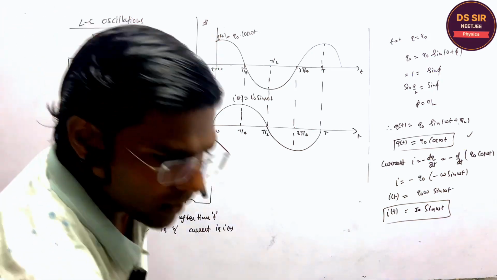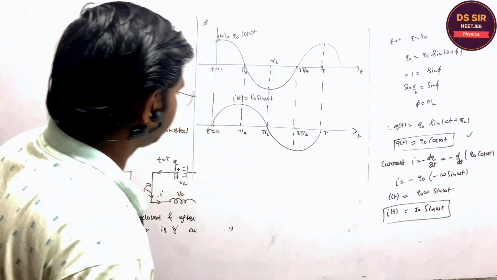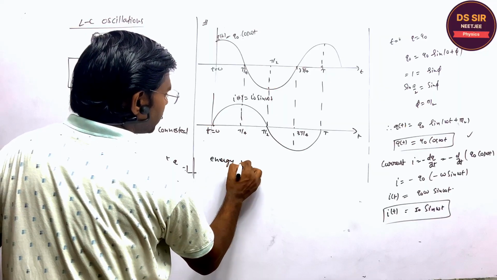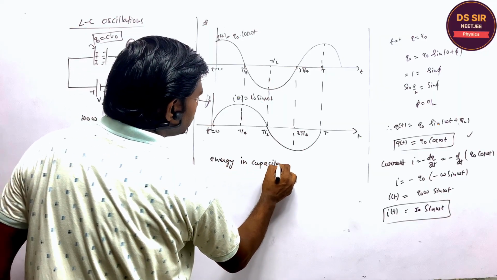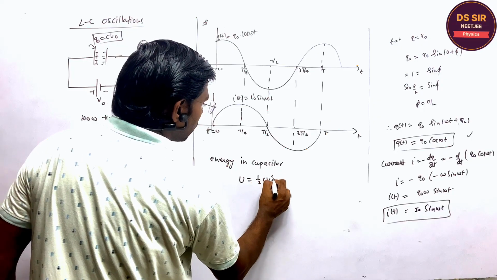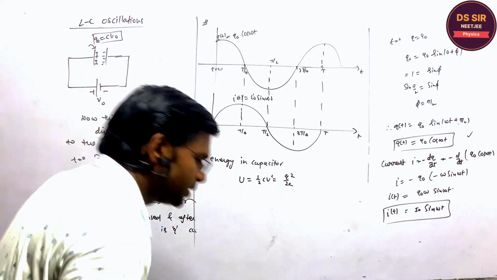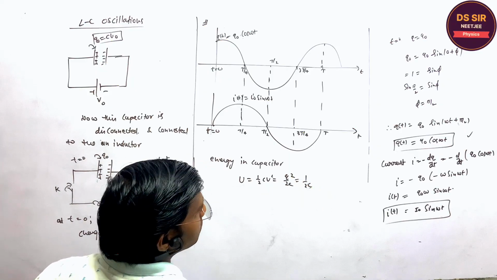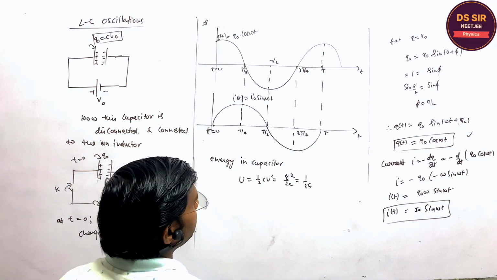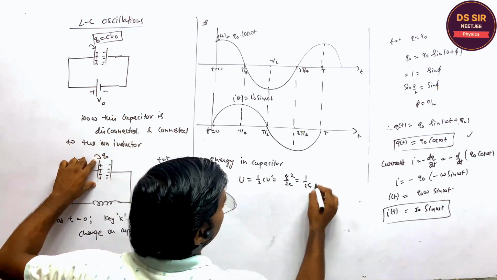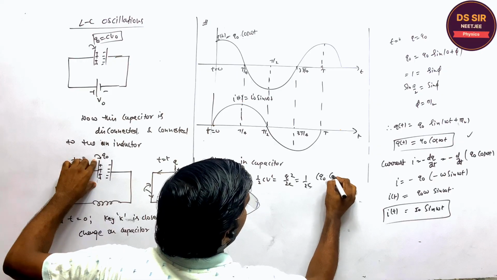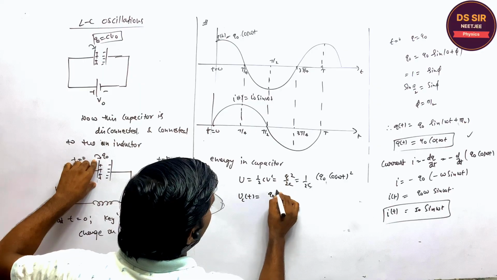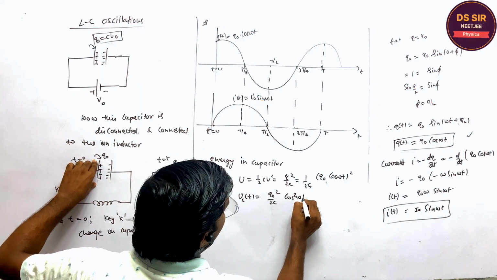Listen, one more thing. If you want to find the energy, what is the energy? Energy in the inductor, energy first in the capacitor. What is the energy of the capacitor? It is equal to half CV square or Q square upon 2C. Since the charge on the capacitor is a function of time t, the energy of the capacitor is also a function of time t. So the capacitor energy as a function of time t is Q naught square upon 2C cos square omega t.